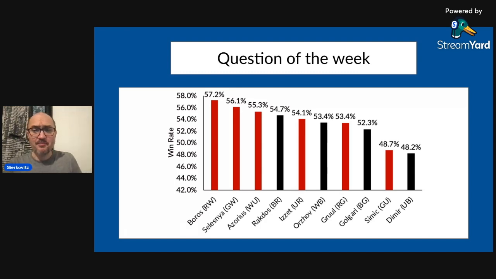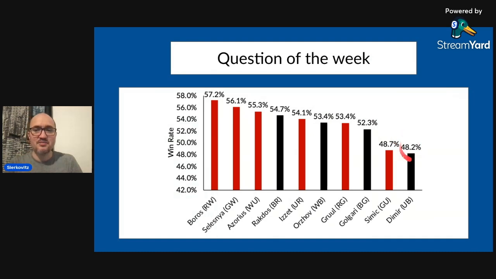But yeah, Rakdos is absolutely not bad. So the first thing you might do when you're trying to find something to do with those weaker colors is to look at where they are actually decent. Rakdos and Orzhov are two archetypes that are not tier 1 by any means, but at 54.7 and 53.4% win rate, they are not bad. And Golgari maybe also is thereabouts.